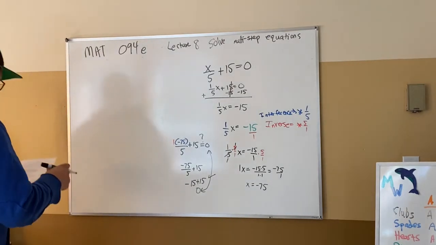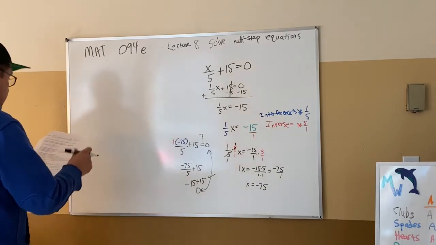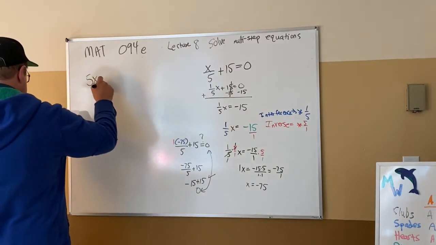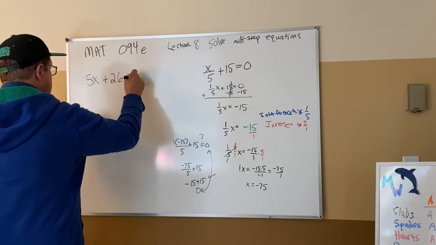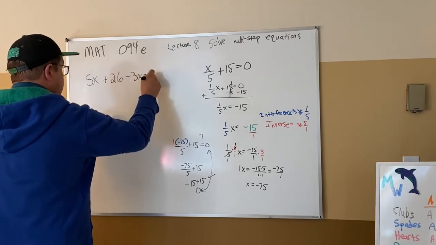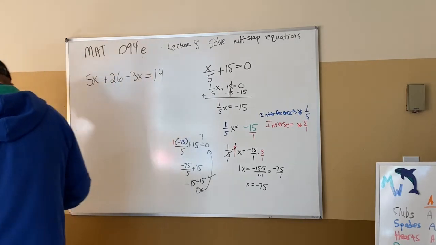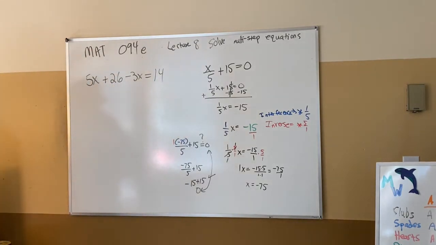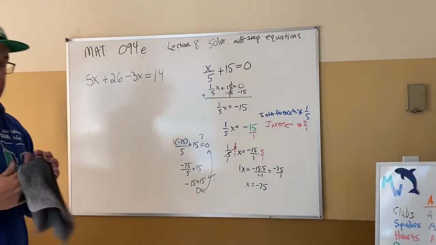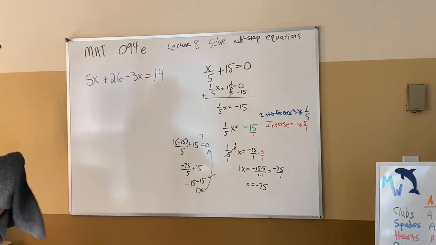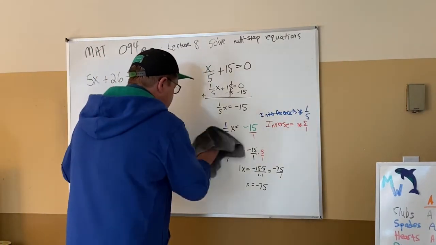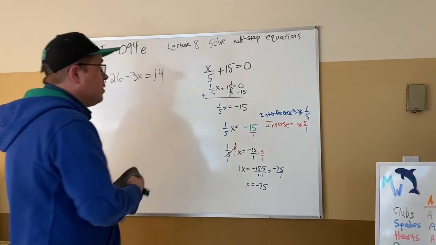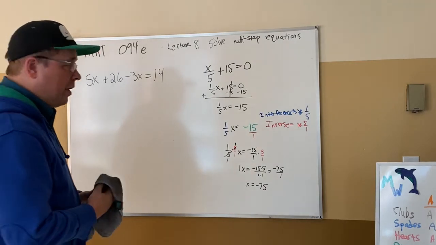All right, here's where it starts to work for us. 5x plus 26 minus 3x equals 14. Now, knowing that you can roll back the video, I'm going to clear the rest of the board so you can focus on what we're doing on this problem and how it applies to how we're going to get this done.